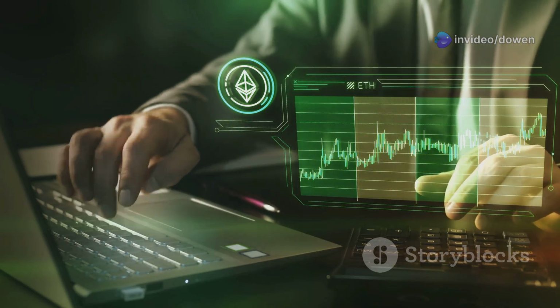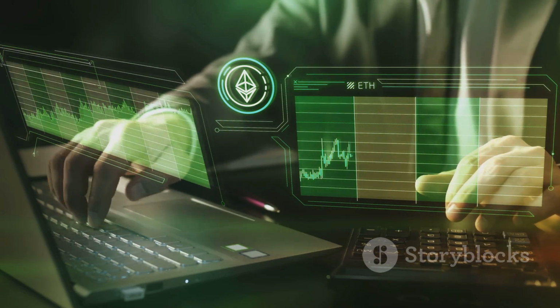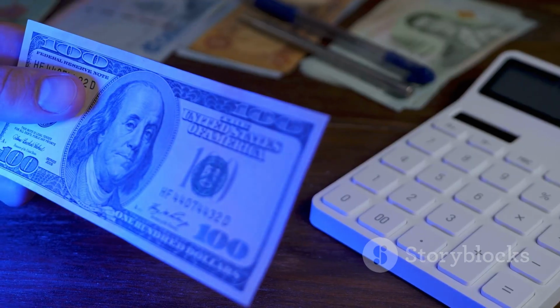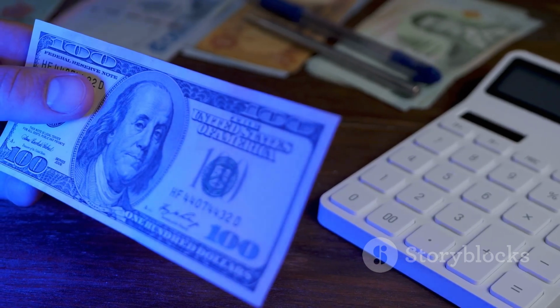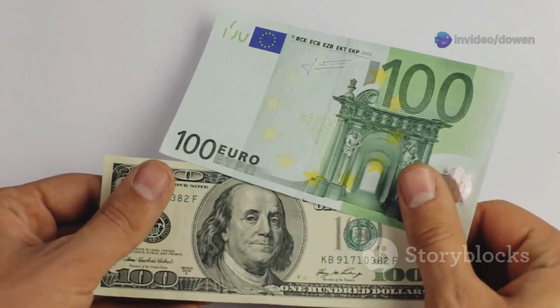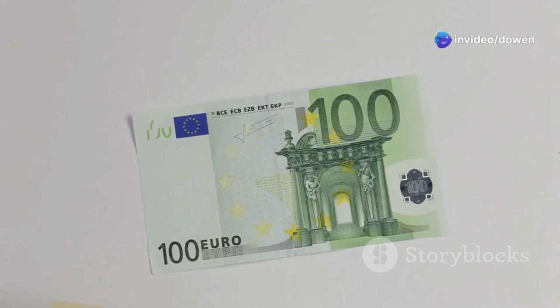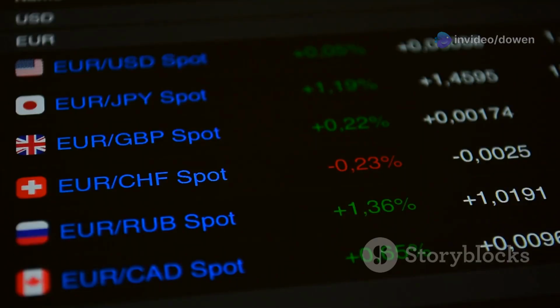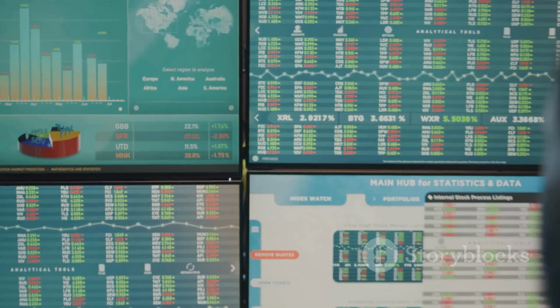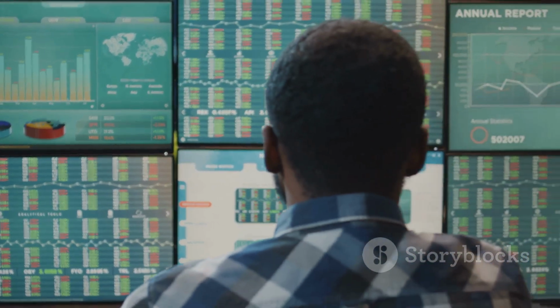For example, if GBP/USD is quoted at 1.2500, it means that 1 British pound, the base currency, is equal to 1.2500 US dollars, the quote currency. So to buy 1 British pound, you would need to pay $1.25. If you were selling 1 British pound, you would receive $1.25. It's a straightforward concept once you identify which currency is the base and which is the quote. This understanding is crucial for placing trades correctly.